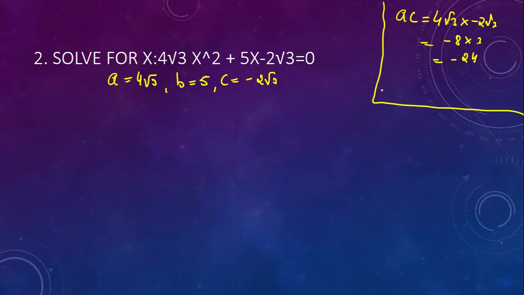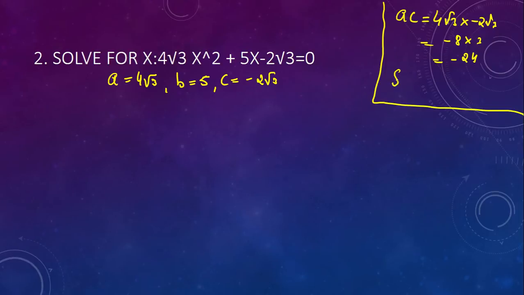Now, we need to find two numbers such that their sum is 5, but their product is minus 24. Their sum is 5, but their product is minus 24. Now, since the sum is 5, that means the positive one is greater than the negative one, definitely. Their product is negative, so one of them is definitely negative. But the positive number is greater than the negative number, since their sum is a positive number.